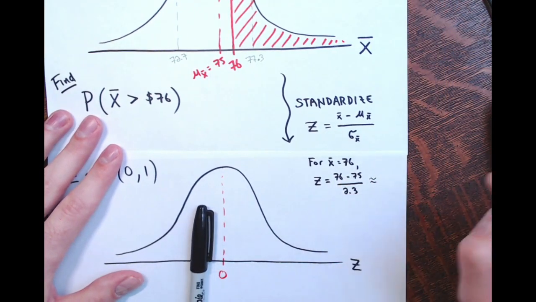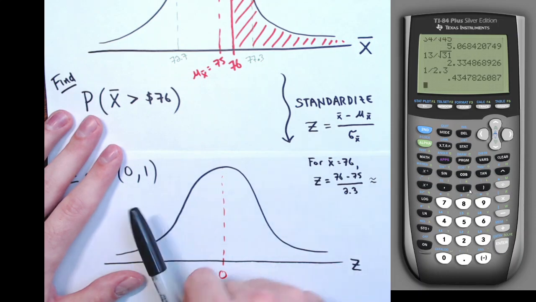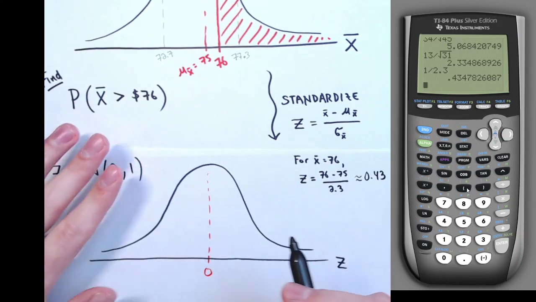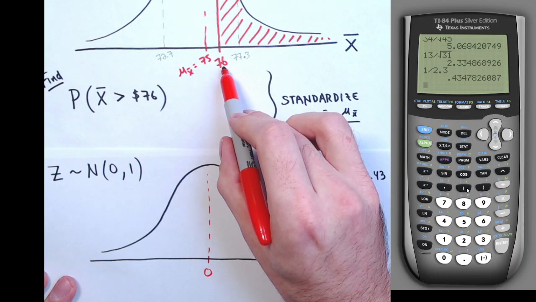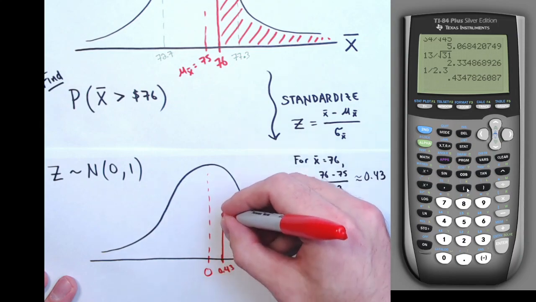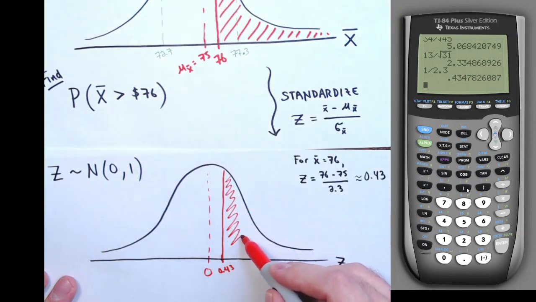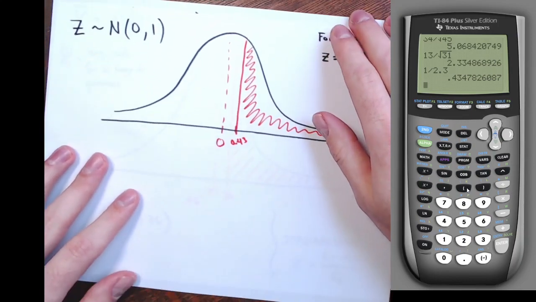Now what's 1 divided by 2.3? Pull a calculator up. 1 divided by 2.3. Approximately 0. Now if I round that to two decimal places, that's 0.43. Okay. So this z-score of 76, this average of 76 on the original, becomes 0.43 on this new graph I'm making with the z-scores. And we're finding the area to the right of 76. That should be exactly the same as the area to the right of 0.43 on the standard normal distribution. All right, so now I'm finding this.